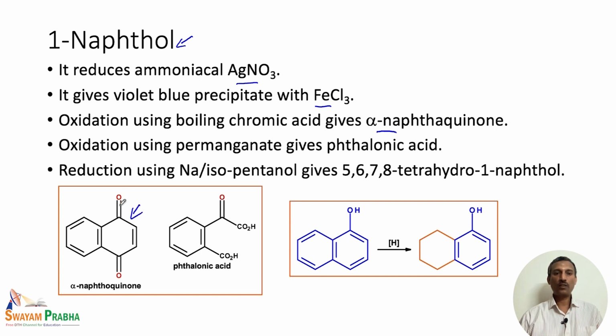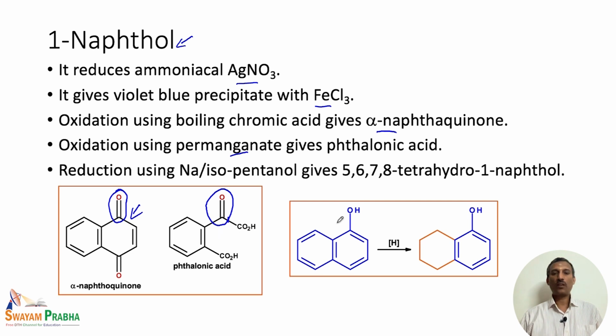So, here is the position, that is at the 1 position we had the hydroxyl, and which undergoes oxidation to give the 1,4-diketo derivative, that is the alpha naphthaquinone is formed. And on treatment with permanganate, it gives the phthalonic acid. So, the corresponding keto group is introduced in this particular compound. In phthalic acid, we only have the dicarboxylic acid. So, the dicarboxylic acid with 1 carbonyl unit introduced is called the phthalonic acid. So, this is formed on oxidation with potassium permanganate.